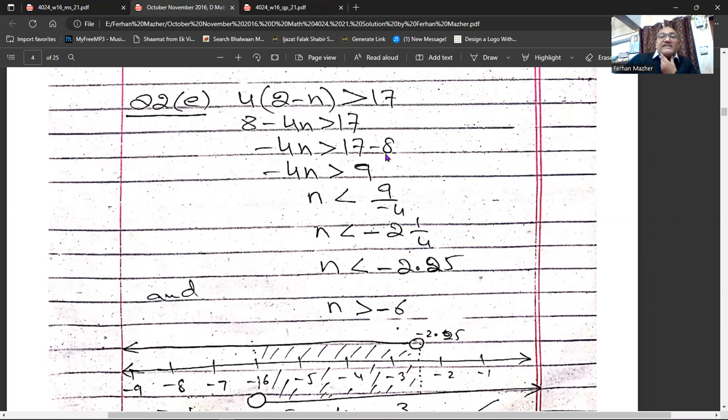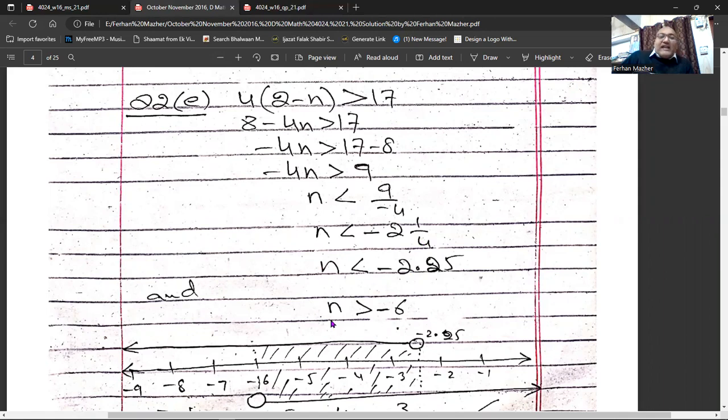This plus 8 will go on the other side. It will subtract. So 17 minus 8, that will be 9. So minus 4n is greater than 9. Divide both the sides by minus 4. And you know, in inequalities, if you divide or multiply both the sides by a negative number, the sign of the inequality changes. So when I divided both the sides by -4, the sign of the inequality has changed. Now n is less than 9 divided by -4. So n is less than -2 whole 1 by 4. n is less than -2.25. 1 by 4 means 0.25.